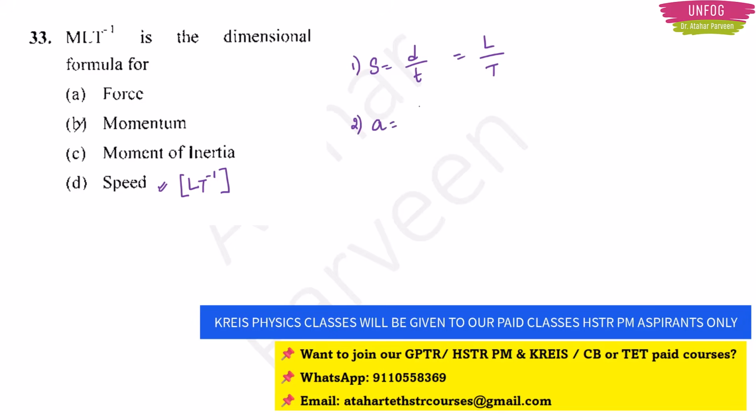Acceleration is equal to velocity upon time, right? Velocity: just now we have found speed, and velocity will have the same dimensional formula because they differ only in terms of direction, right? So for the numerator I have LT minus 1 and for the denominator I have T. So the dimensional formula for acceleration will be LT minus 2, right?